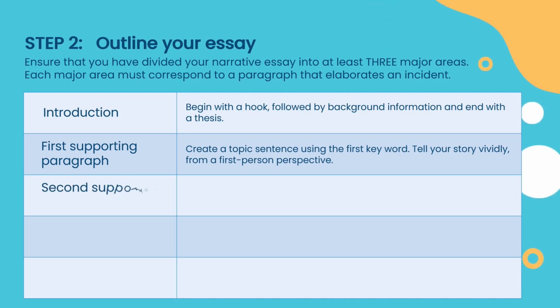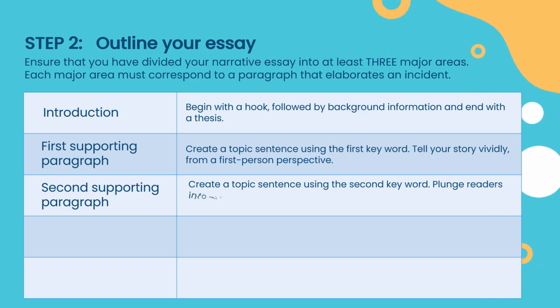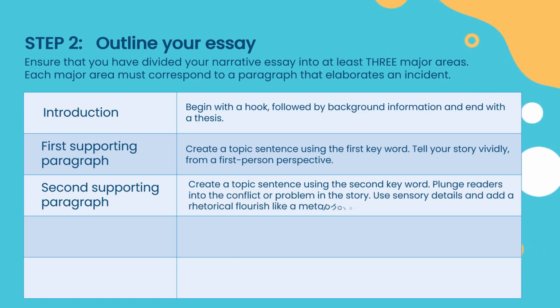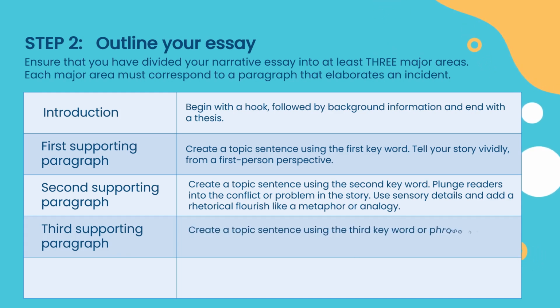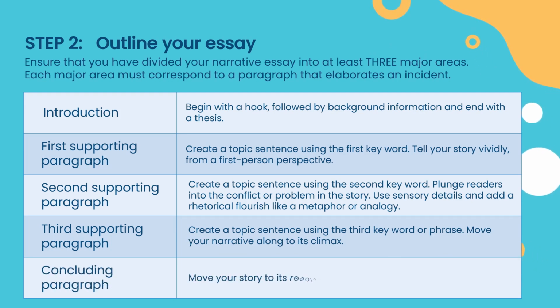Second supporting paragraph. Create a topic sentence using the second key word. Plunge readers into the conflict or problem in the story. Use sensory details and add a rhetorical flourish like a metaphor or analogy. Third supporting paragraph. Create a topic sentence using the third key word or phrase. Move your narrative along to its climax. Concluding paragraph. Move your story to its resolution.